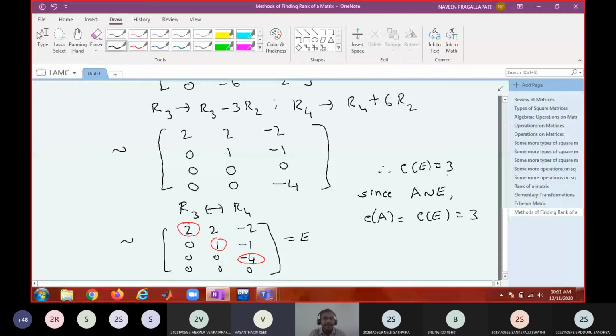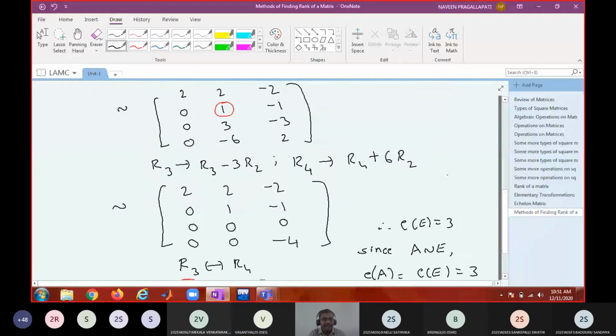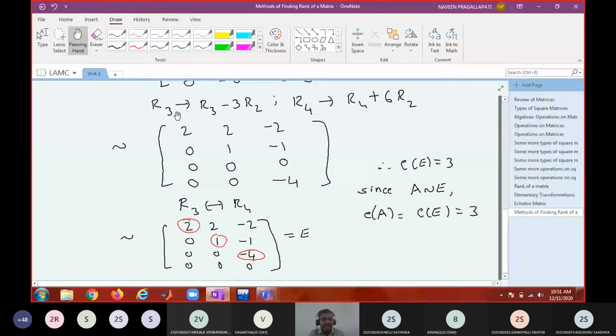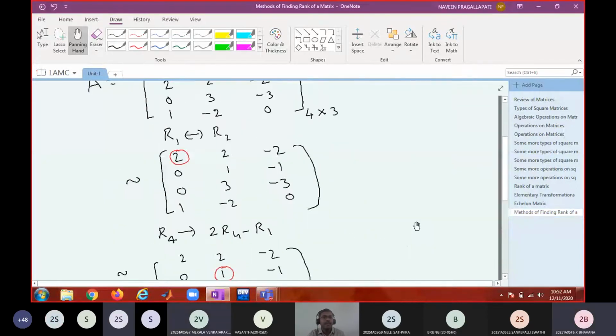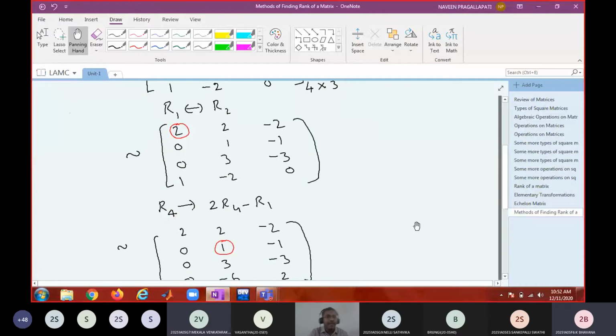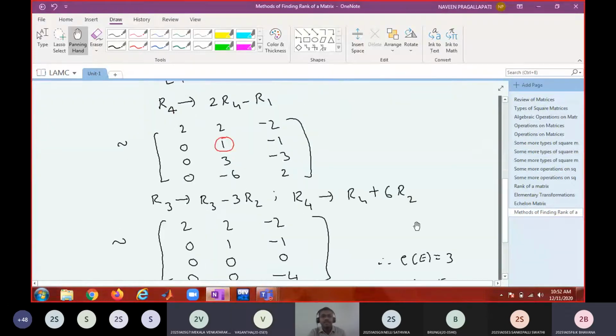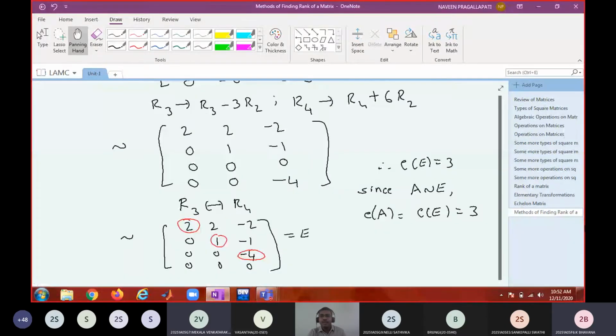Yes, sir. Okay, so that's it. Don't worry whether a particular row is 0 or not. If you use our procedure, finally you will arrive at an echelon matrix. Did you note down? Yes, sir. Okay, I will be discussing one more example. Can I proceed? Yes, sir. Okay.